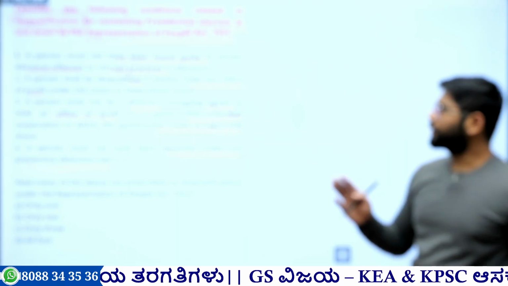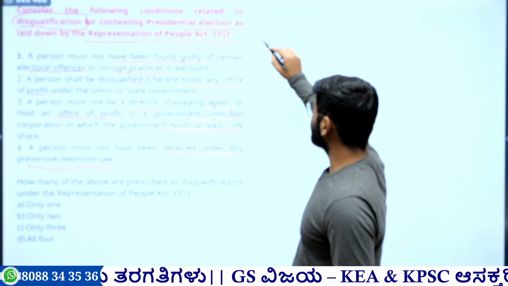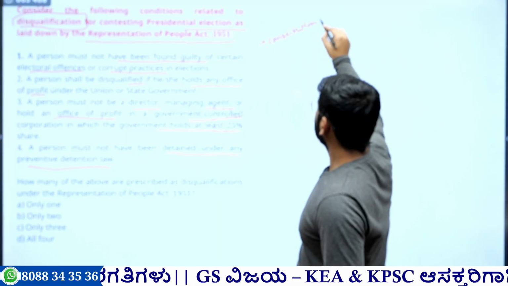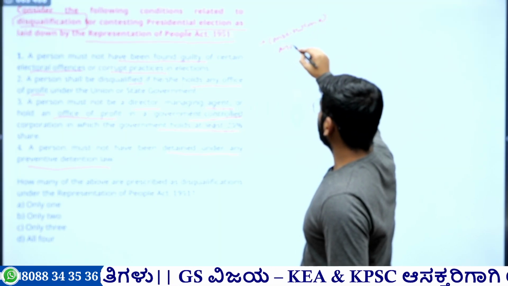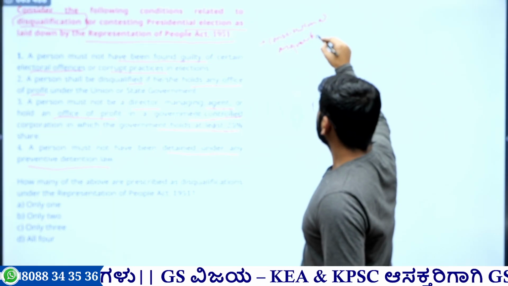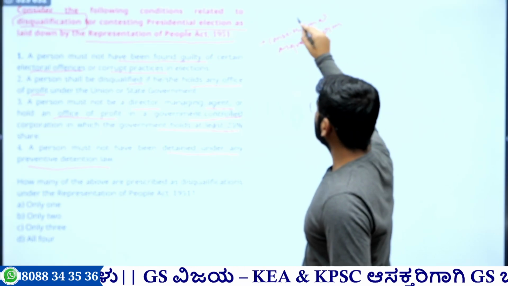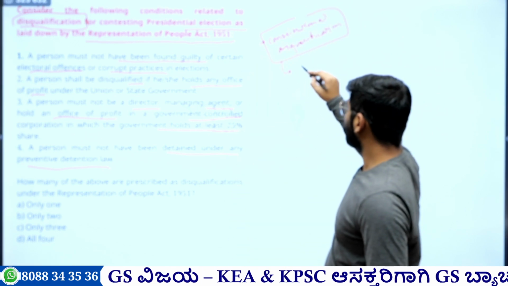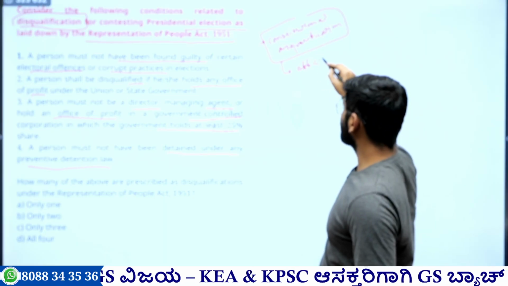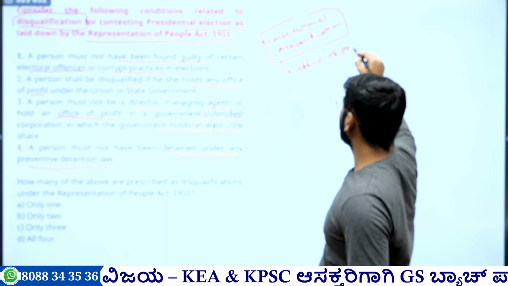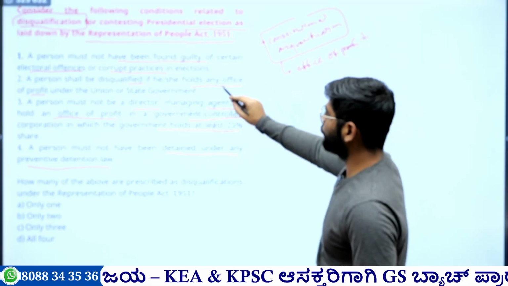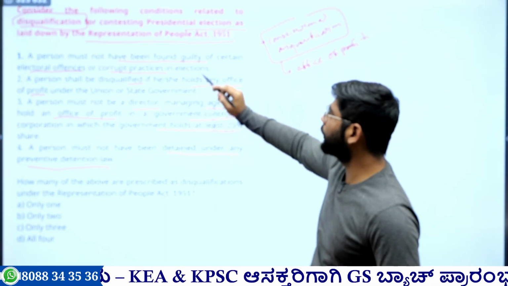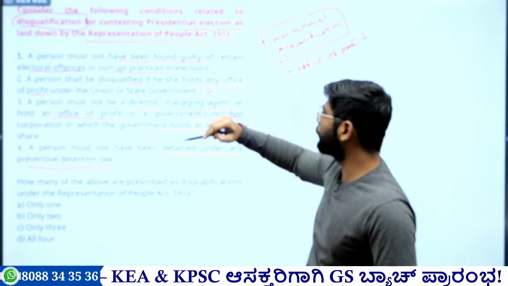Okay, so we'll see, when it comes to disqualification, there are two types. First is constitutional disqualification. The Constitution has laid down certain disqualifications. First is the office of profit. That person must not hold an office of profit under the union government or the state government. So this is a particular disqualification given by the Constitution, not by the Representation of People's Act. So this is the wrong option here.